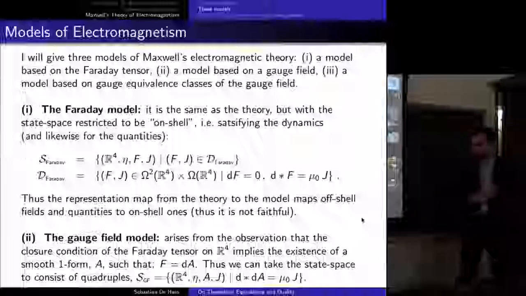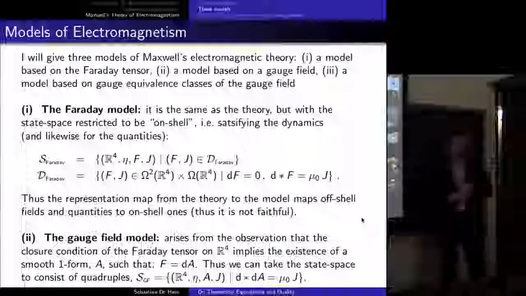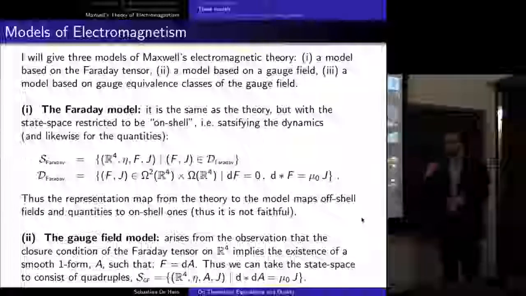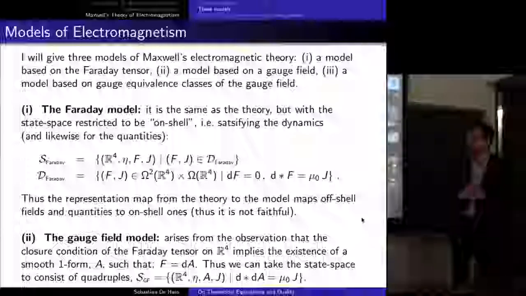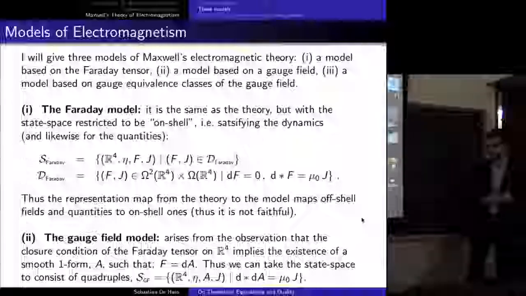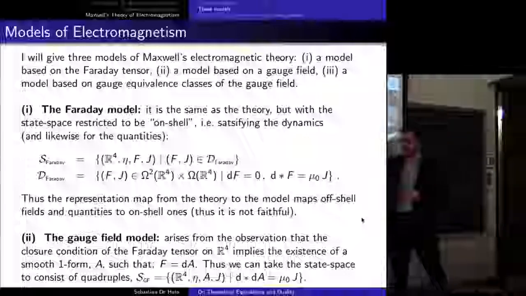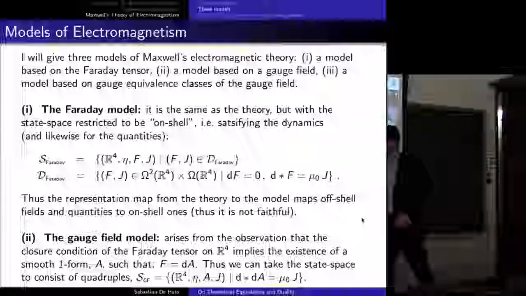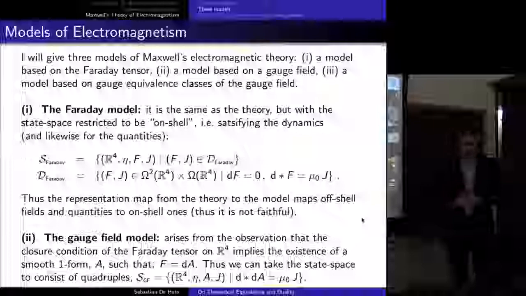Now a second model is what I will call the gauge field model. Now you know that if we are on R4, then we can always integrate this Faraday tensor and obtain a one-form, what we call the vector potential. And so we can reformulate Maxwell's theory in that language. So it gives us the gauge field model, where now the state space contains this one-form rather than directly the Faraday tensor.